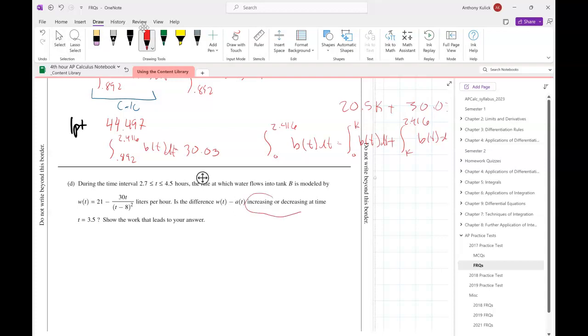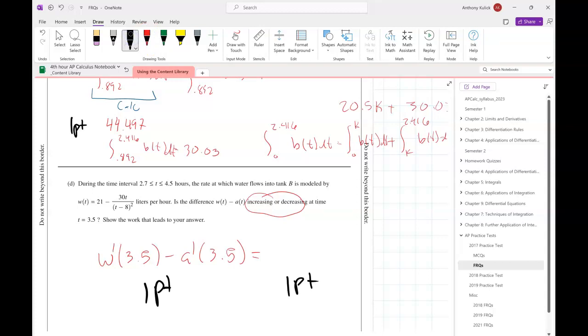If I want to know if something is increasing or decreasing, what do I need to look at? First derivative. So all I need to do is look at this. 1 point for writing that down. 1 point for typing that into your calculator and getting the answer to come out. I must have messed up. Give yourself another point. You enjoy.